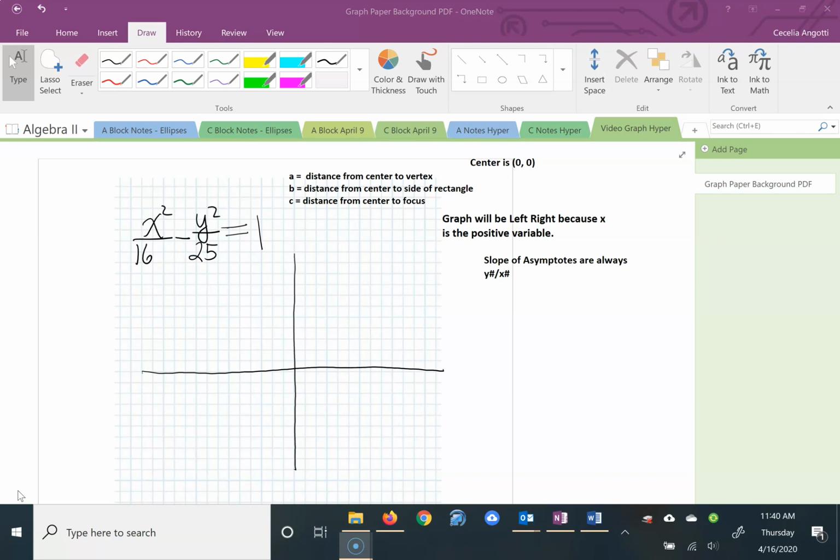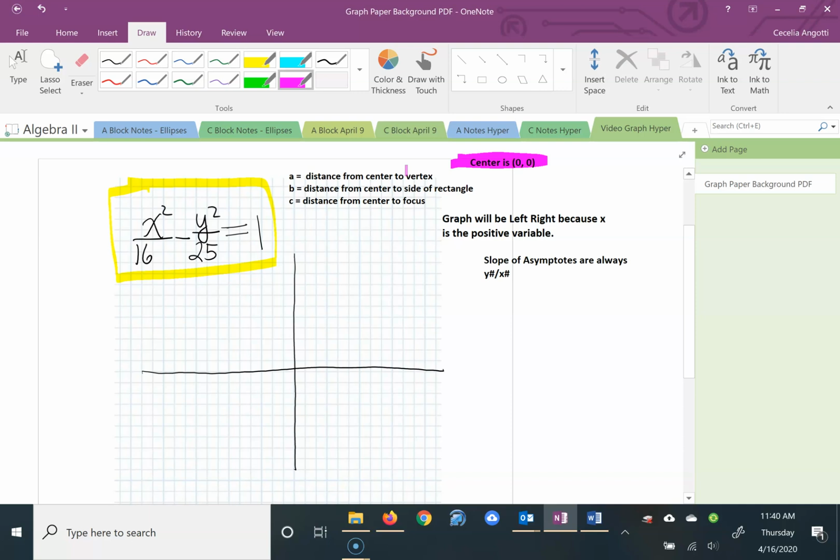Up at the top here I've written the equation that we are going to be graphing: x squared over 16 minus y squared over 25 equals 1. Again, that's following the form for a hyperbola. It's also telling us that our center is going to be (0, 0).